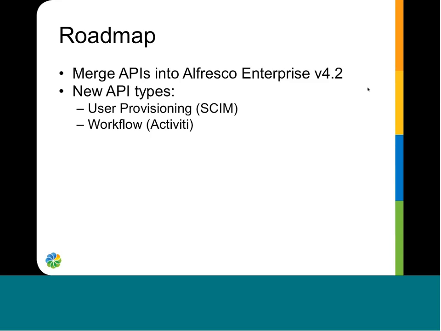We're also looking at some new API types. These are the names that I mentioned, and currently we have Alfresco and CMIS. The two that we're looking at adding right now are user provisioning and workflow. The workflow API is being done by the activity team, so Tice and Yoram and those guys. That will be a set of workflow-centric entity types and a set of resources, etc., that let you view and control workflow.